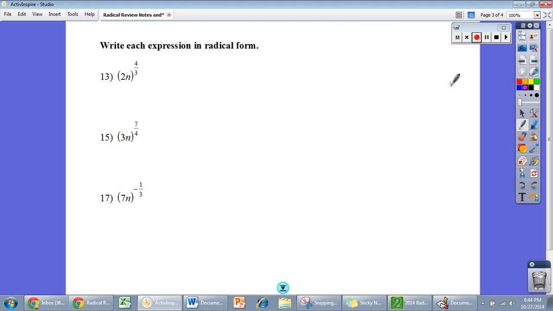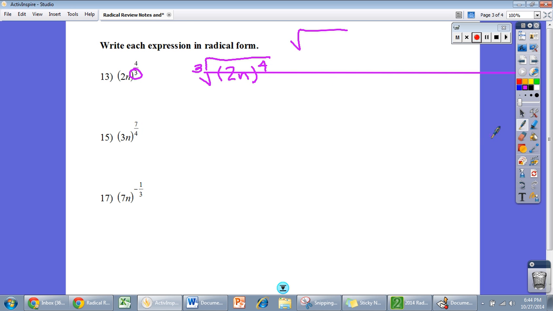Let's talk about converting the other way. This time we're going to write each of these in radical form using a radical symbol. So again, my root, or my index, goes in the ditch, and then I have 2n raised to the 4th power. Another way you can write it, and you might see it in some textbooks or websites, is some people will put in parentheses the cube root of 2n and raise it to the fourth power this way. Either notation is totally fine, whichever you prefer to write it.